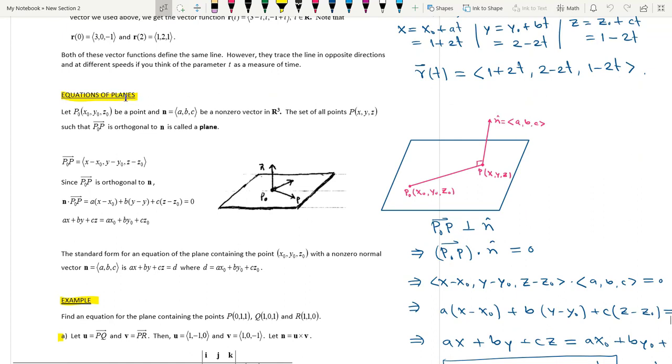Now, equation of a plane. Suppose this is a plane and on the plane we have two points, P0 equals x0, y0, z0 and P equals x, y, z. This P0 is a fixed point on the plane and this P is a general point on the plane, so it can be anywhere on the plane. And suppose n is a perpendicular vector at P.